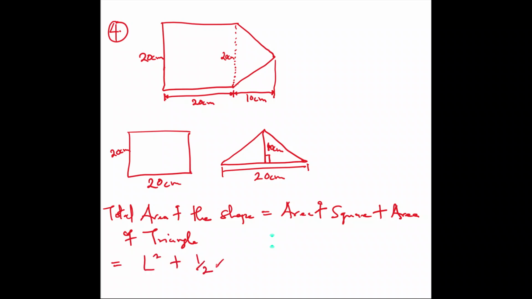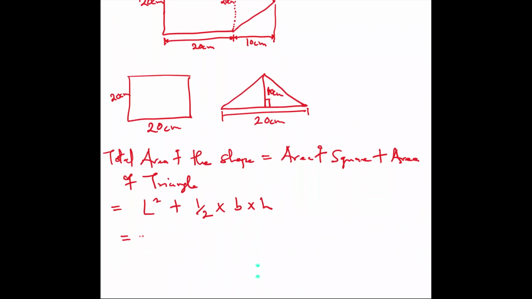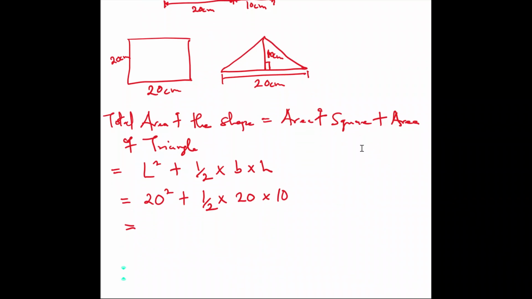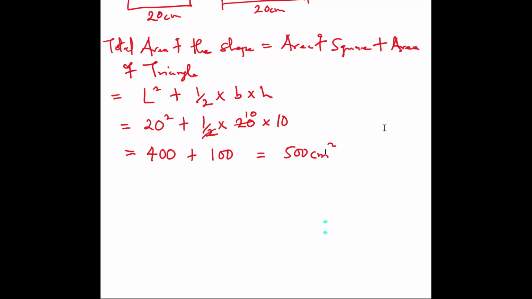So the area of the square is L squared, plus the area of the triangle, which is 1/2 times base times height. Okay, so the length is 20, so that's 20 squared plus 1/2 times the base, 20, the height, 10. So 20 squared, that's 20 times 20, is 400, plus 20 divided by 2 is 10. 10 times 10 is 100, right? So 400 plus 100 is equal to 500 centimeters squared.